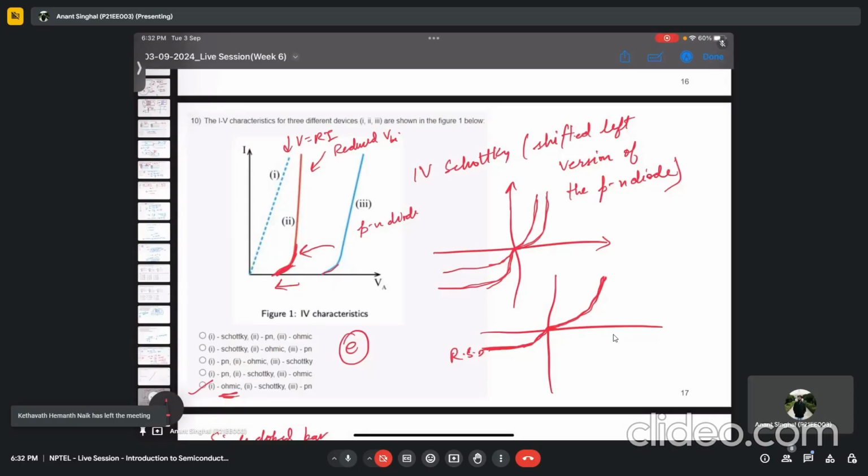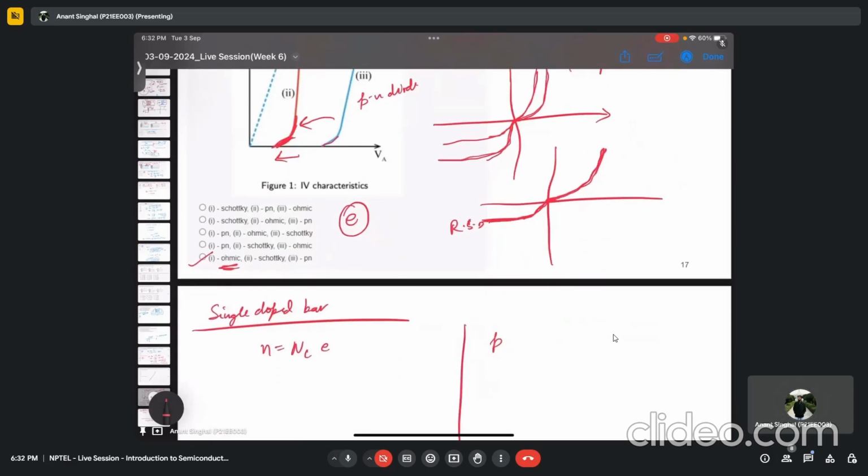The band diagram for PIN is available in the textbook. I guess it should be available in Neamen, and if not, it should be there in Streetman's treatment. You will surely get it.